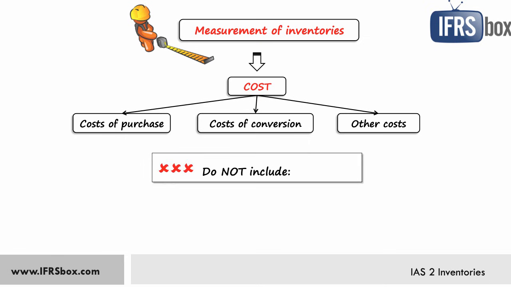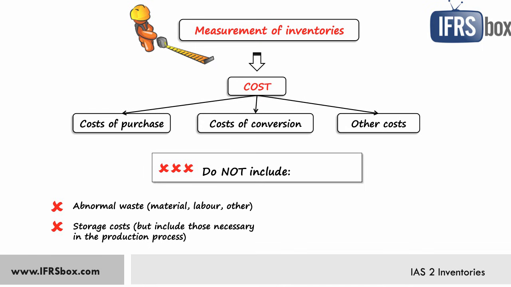What should you not include? Abnormal waste of materials, labor, and other items, storage costs. But if you need to store some work in progress before further production stage, then yes, you can include these, but not other storage costs. Administrative overheads, and here general admin like accounting department, etc. It's not included. And selling costs.